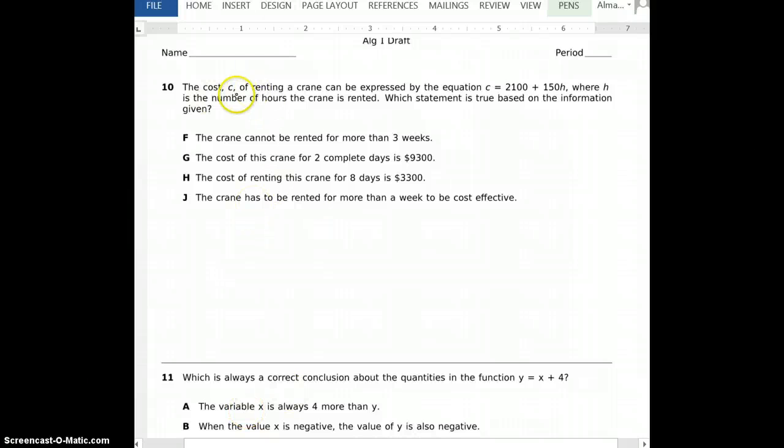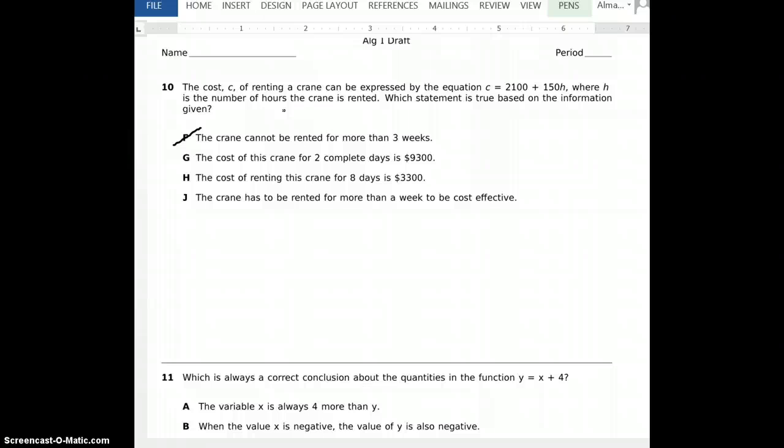The cost C of renting a crane can be expressed by this equation, where H is the number of hours the crane is rented. Which statement is true based on the information given? Okay, so this one's a little bit tricky because we're given an equation and we just had to analyze each one of our answer choices. F. The crane cannot be rented for more than 3 weeks. Nope. There's nothing in the problem that would suggest that we cannot rent a crane for 3 weeks. The cost of this crane for 2 complete days is $9,300.